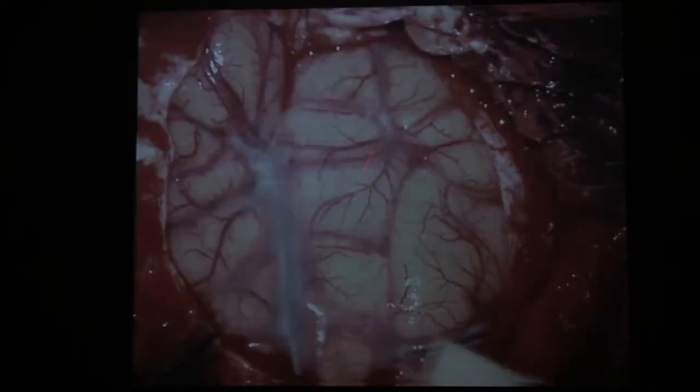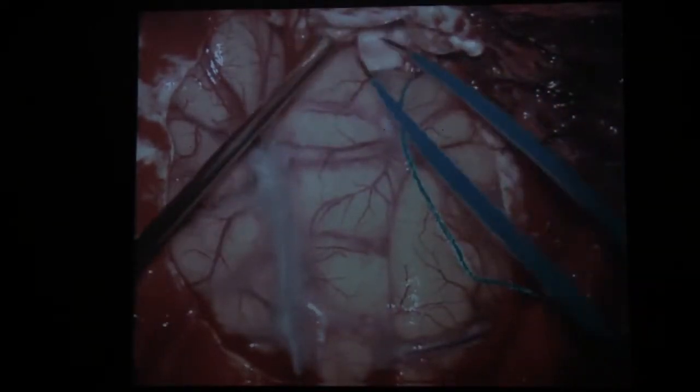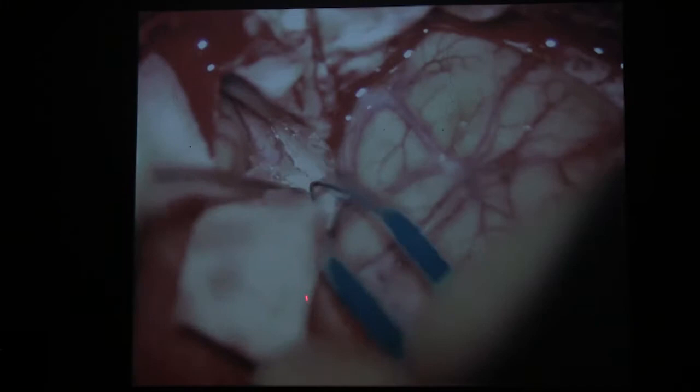And this is what we did, a transsylvian approach. This is the frontal, this is the temporal, and we did a transplanum polare resection. We always take some CSF to release and relax the brain. So we are opening the cisterns just to release CSF and identifying the planum polare. Once we identify it, we go directly to the amygdala.